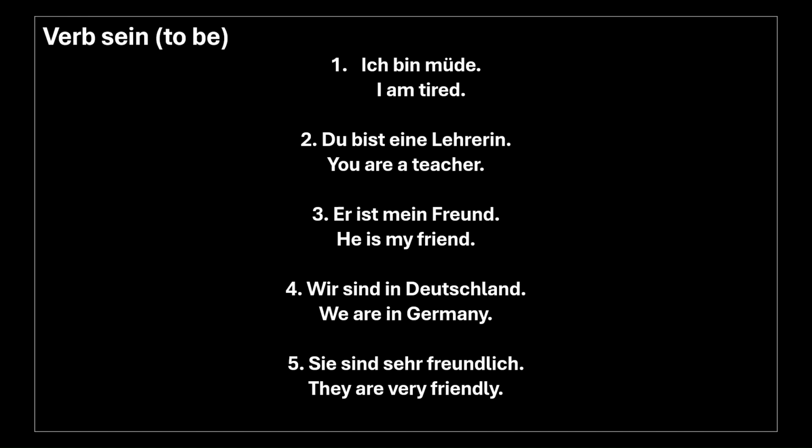Now that we've learned the verb conjugation for sein and haben, let us try to use them in sentences. First off, Ich bin müde. Here, ich is the subject, hence the conjugation of the sein verb is bin. Ich bin müde. I am tired.